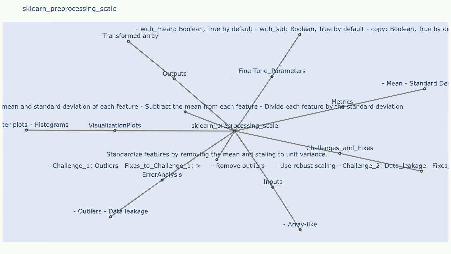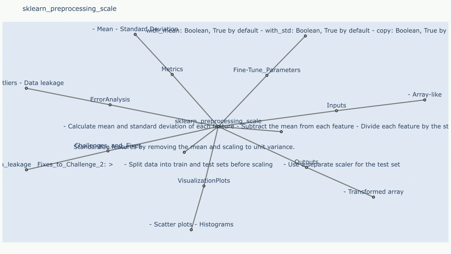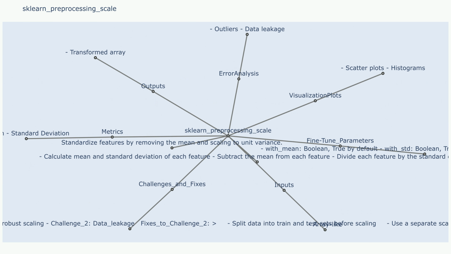Steps. Calculate the mean of each feature or sample depending on the specified axis. Calculate the standard deviation of each feature or sample depending on the specified axis. For each feature or sample, subtract the mean and then divide by the standard deviation. Metrics. Mean: the average value of each feature or sample after scaling. It should be close to 0. Standard deviation: the spread of values for each feature or sample after scaling. It should be close to 1. Visualization plots.